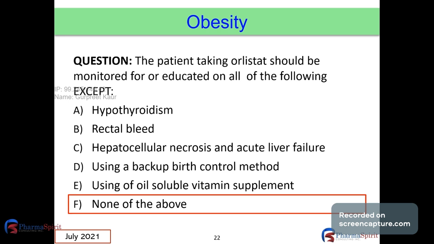Orlistat interferes with the digestion of fat, and thus it also reduces the absorption of oil-soluble vitamins. And that's why oil-soluble vitamins should be recommended in patients who are taking orlistat.